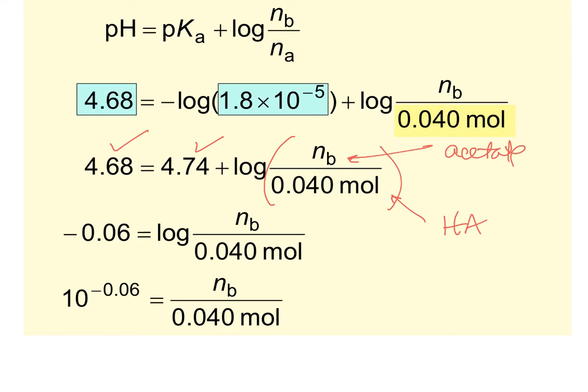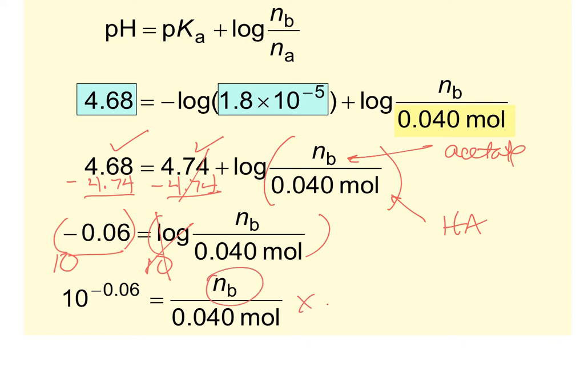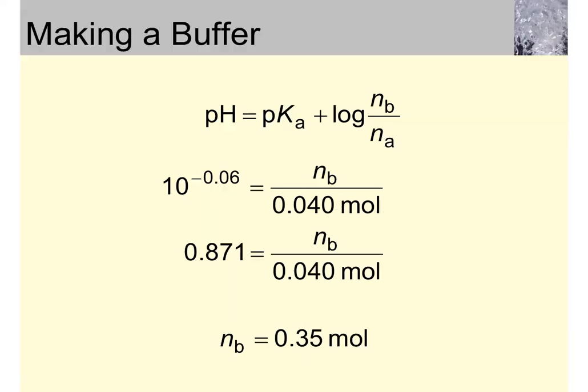First thing you're going to do, though, is subtract 4.74 from both sides so that you have your log term on its own. Now, to get rid of log base 10, we're going to raise both sides as an exponent of 10, right, which makes the log go away. And then just rearrange, multiply both sides by 0.040 so that you can solve for moles of the acetate ion. And your final answer, 0.35 moles of the conjugate base is needed.